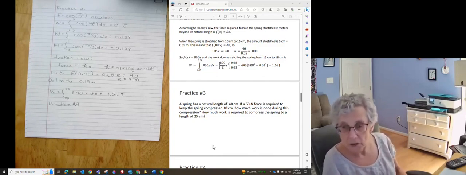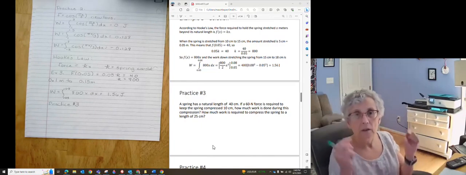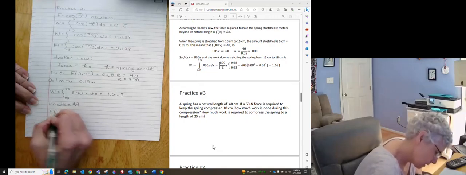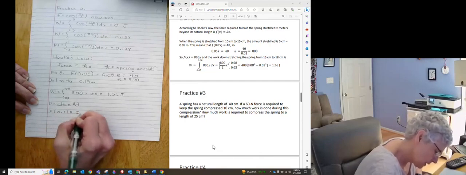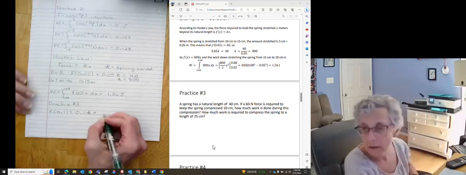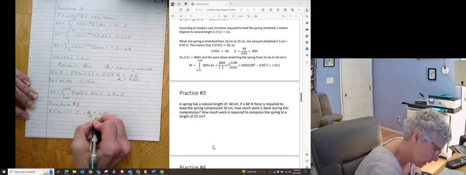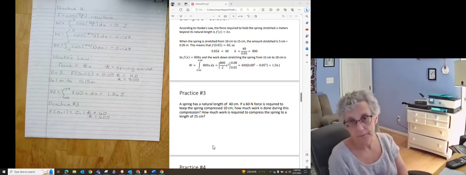So its natural length is 40 centimeters. 60 newtons is required to compress it 1/10 of a meter. So force of 0.1 is equal to 0.1 times the spring constant, which is equal to 60. So the spring constant is 600.